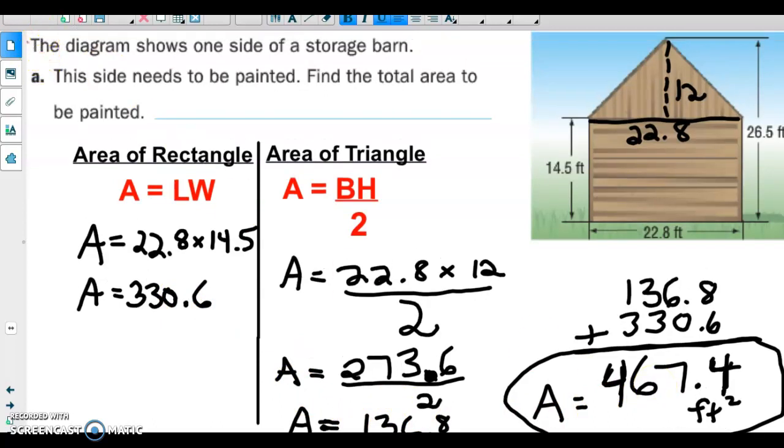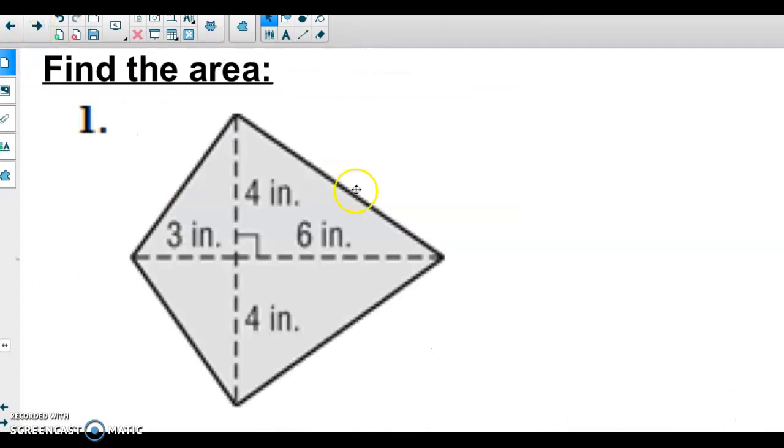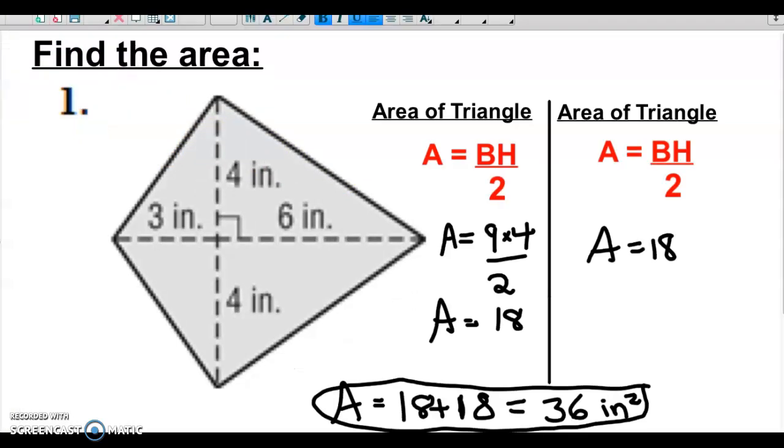Okay, let's go on to the next problem, which I'd like you to find the area of this composite figure. So think about how you're going to do that. Hit pause, and when you come back, you'll see the answer.